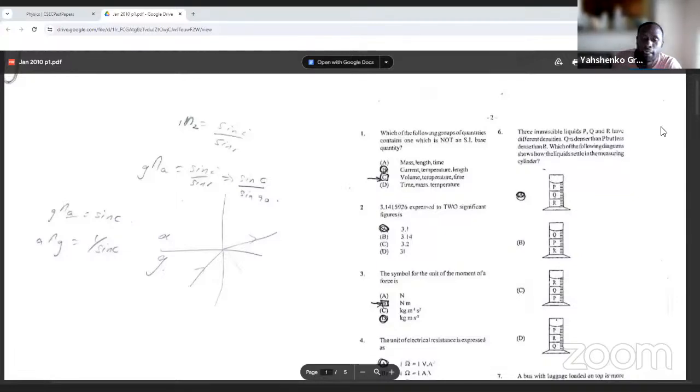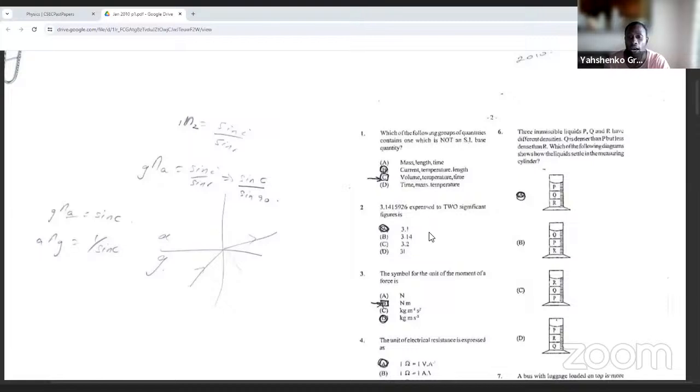This is from the 2010 paper 1 physics exam, CSEC. We start off with the question that we see right here. Which of the following groups of quantities contain one which is not an SI base quantity? If you know anything about the SI base quantity, that's the same thing as the fundamental quantity, which means it is not derived. It is one of the original quantities for measuring different physical characteristics in this world of energy and forces and matter. So the actual answer here is the one with volume. Volume is a derived quantity, combining different dimensions of length.